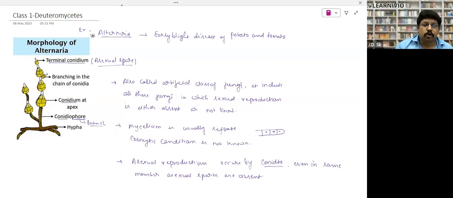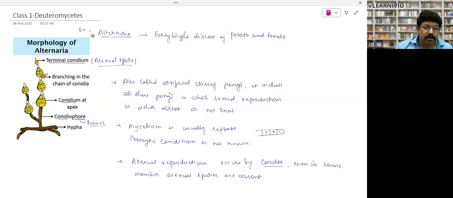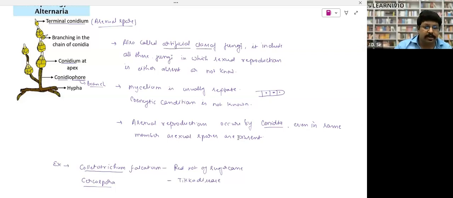This deuteromycetes is also called the artificial class of fungi, right? Why do we call it the artificial class of fungi? Because I have already told you, they have been kept from different groups. It includes all the fungi in which sexual reproduction is either absent or not known, right? Next, mycelium is usually septate, and the phenocytic condition is not known, right?